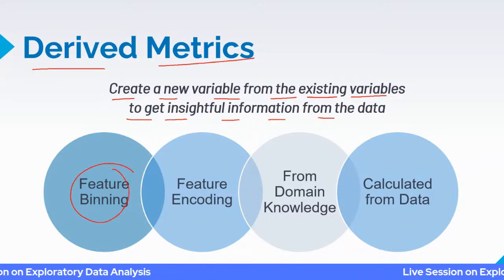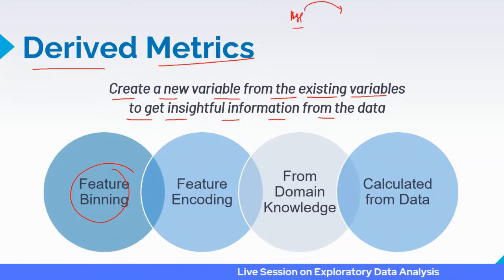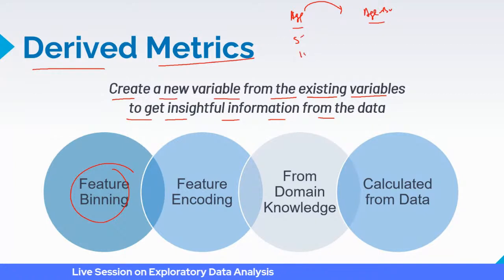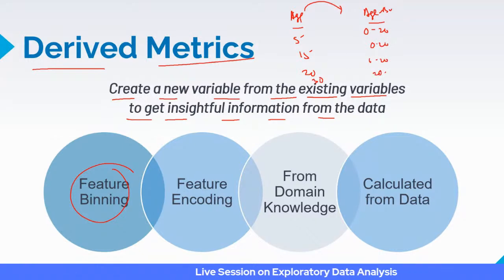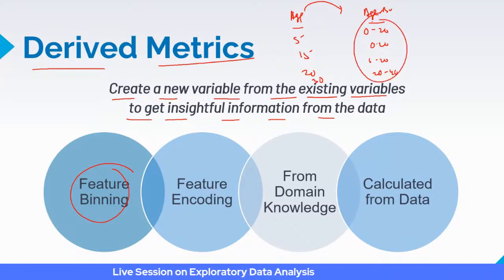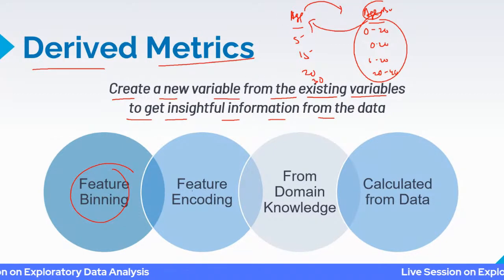The first technique is feature binning. What is feature binning? Age to age bin. Let's say you have this numerical feature and you want to convert it into bins: 0 to 20. Let's say you have 30, that falls in 20 to 40, something like that. That means you're extracting this bin from this particular feature.